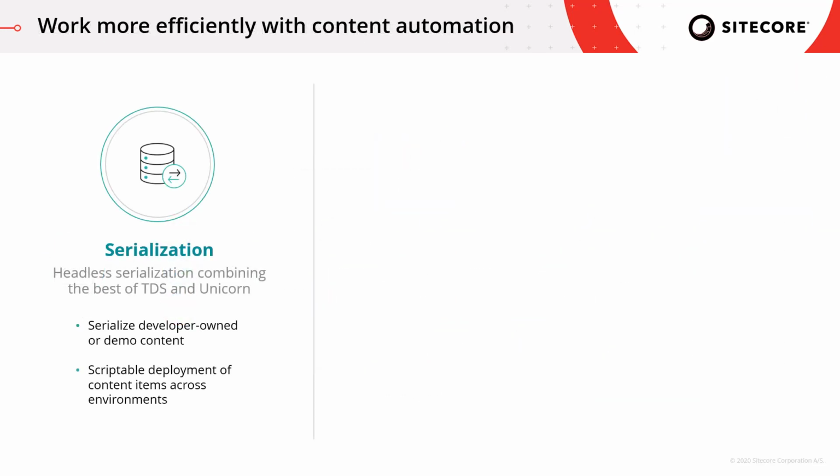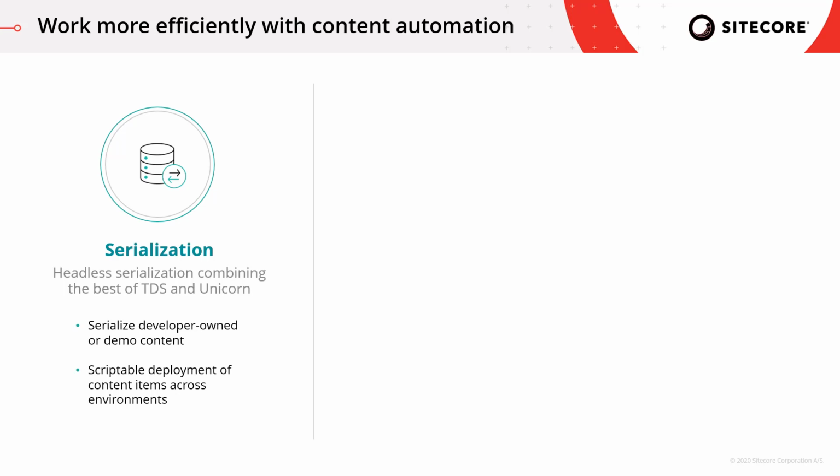Another big change to the developer experience is the new content serialization tool. This combines the best of both TDS and Unicorn, making it much easier for you to script your content changes and move them between different environments as part of your deployment process.